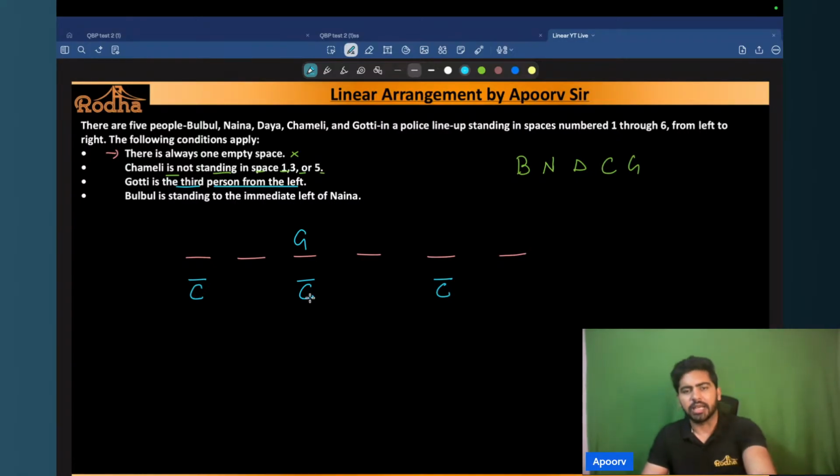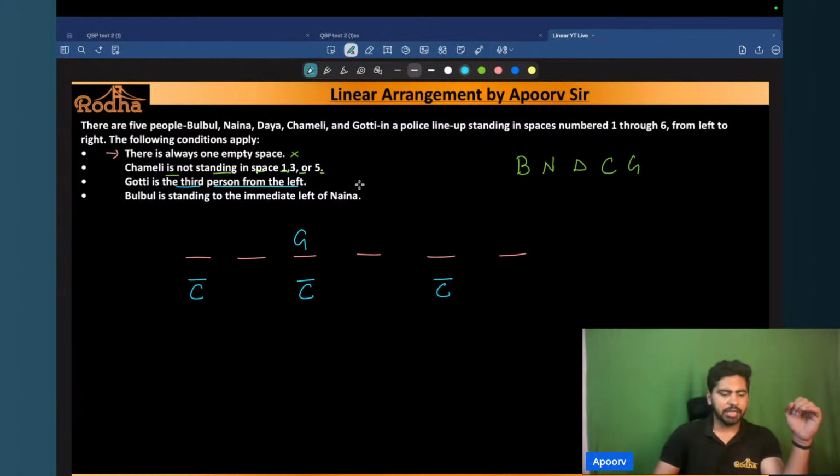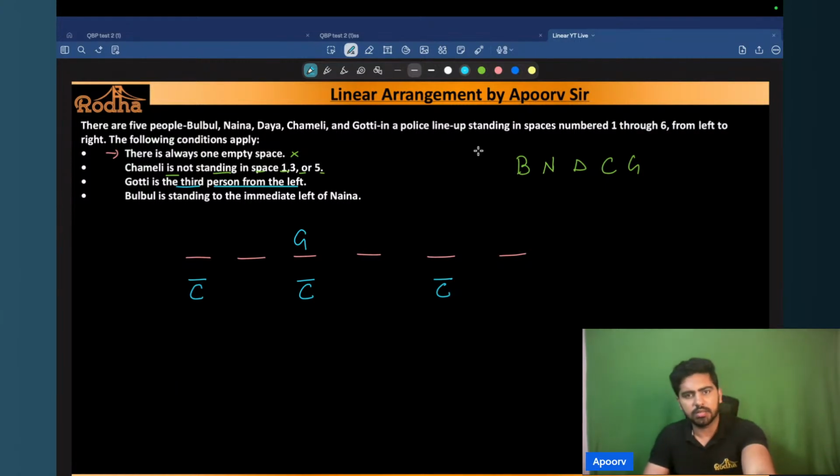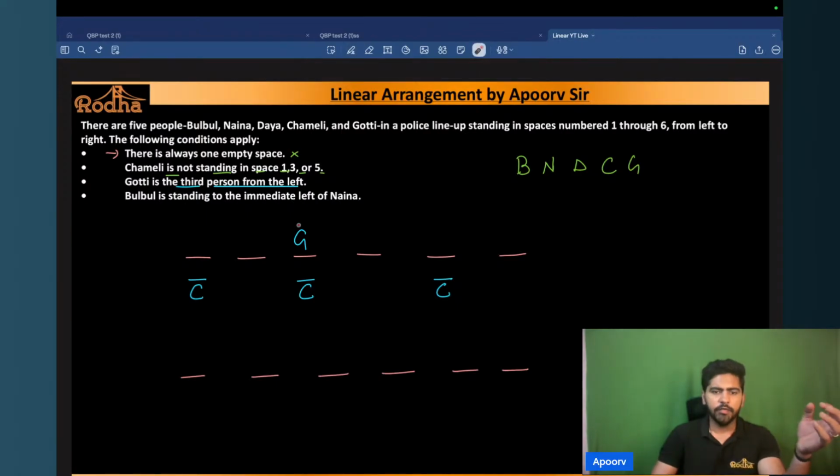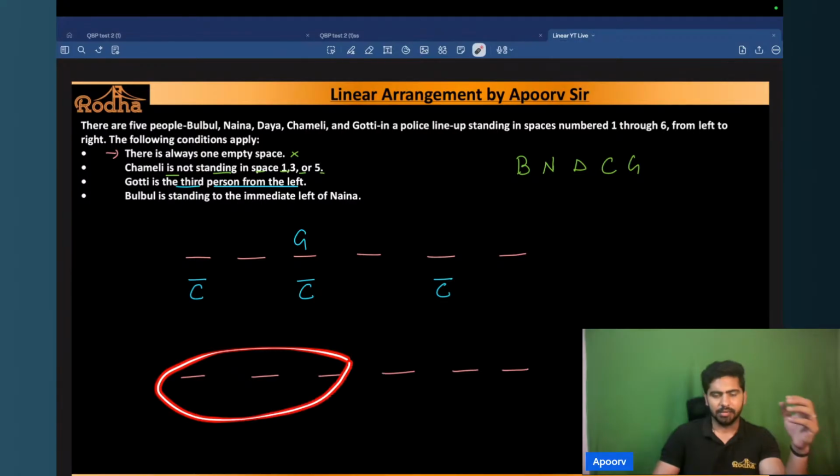But can I also say that there can be an alternate case as well? So what is wrong with this? If I say 1, 2, 3, 4, 5, and 6, Gauti is the third person from the left. So what if one of these spaces is empty? There's one empty space for sure. What if one of these spaces is empty?